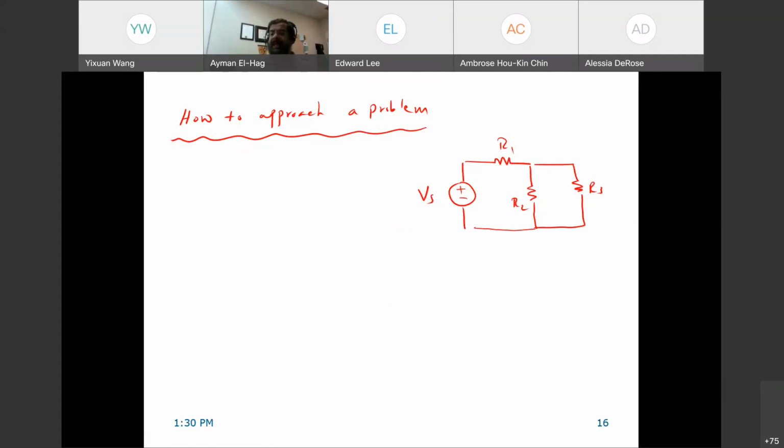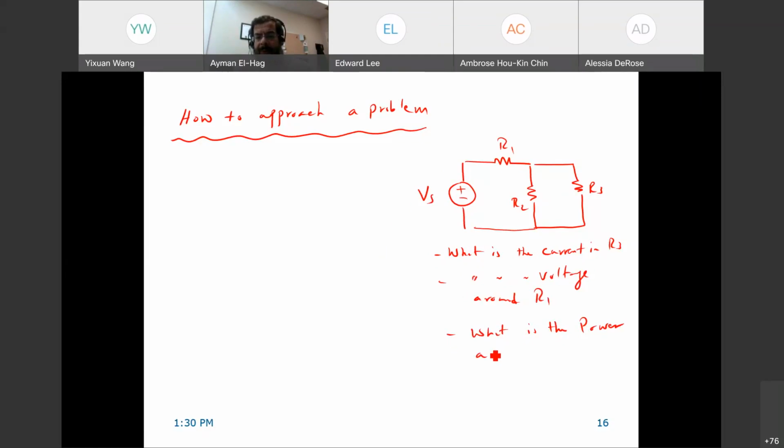A circuit like this. And then you will be asked any question. Let's say the question could be: what is the current in R3? Or what is the voltage around R1? Or what is the power absorbed by R3? Or any other question. You could be asked any question in the circuit.